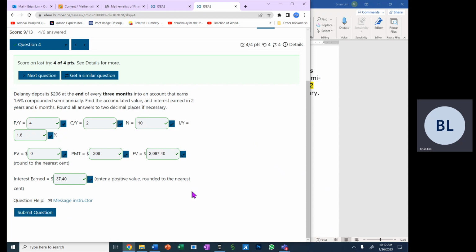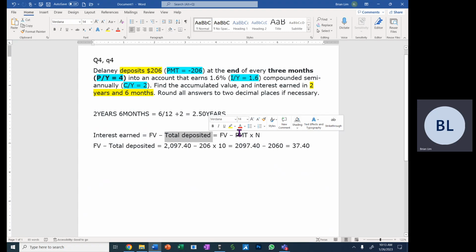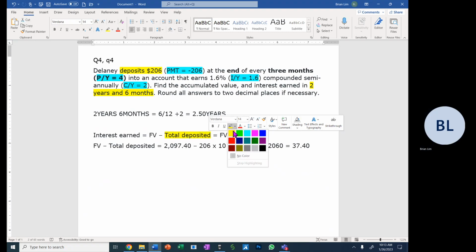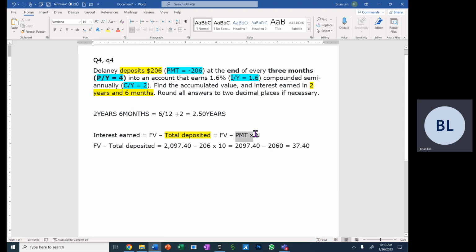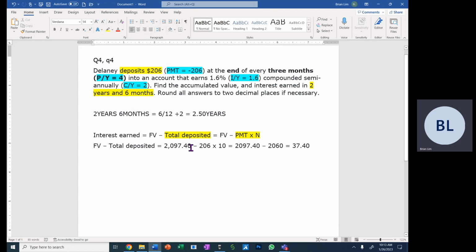We have to identify what values go where, and then we can do the question. And of course, the key part is that you have to find the total deposited to get how much interest was earned. Okay, so this was the amount that was deposited, and there is the future value right here. Then we subtract this number over here, and we get the answer for the interest earned. Okay, that is that question.